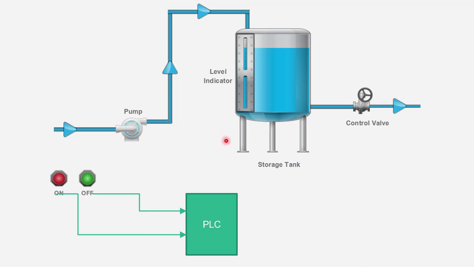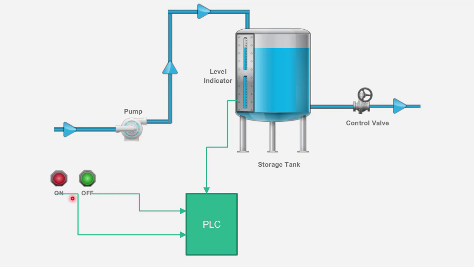One more input we have is the level indicator. This will provide input as the level of this tank. Whatever level the tank has is provided to the PLC. So these are the three inputs, and based on the three inputs we are starting the pump and controlling the valve. That logic will be written in this PLC block. Suppose as soon as we get the on signal, it will check the level of the tank, and then it will start the pump.